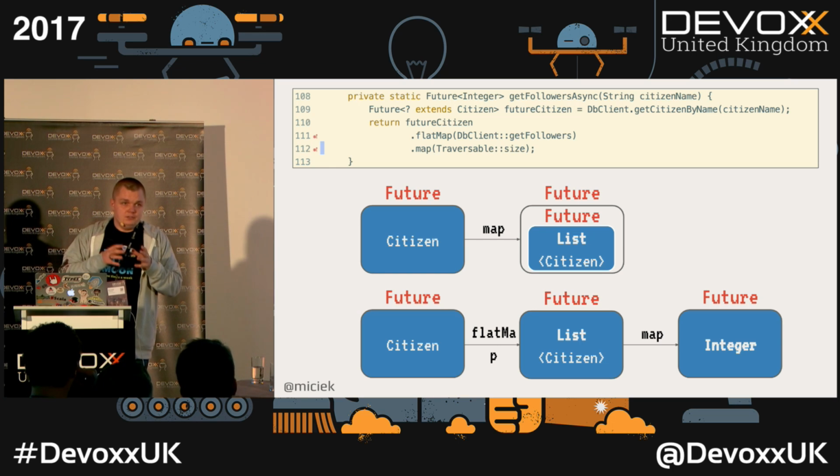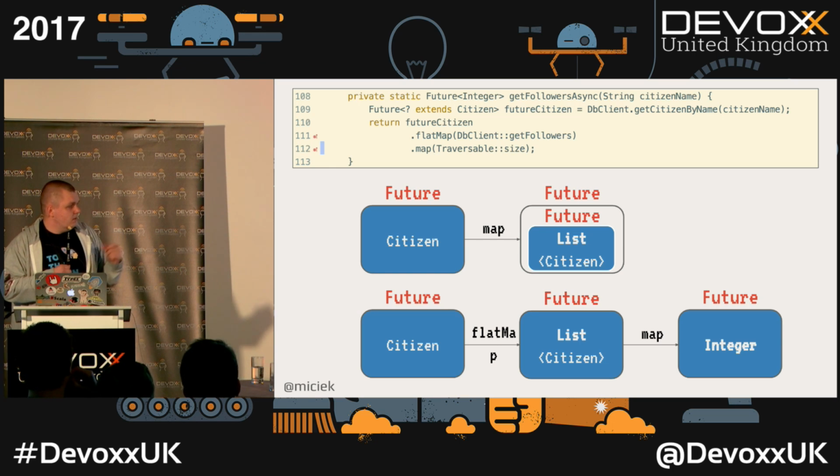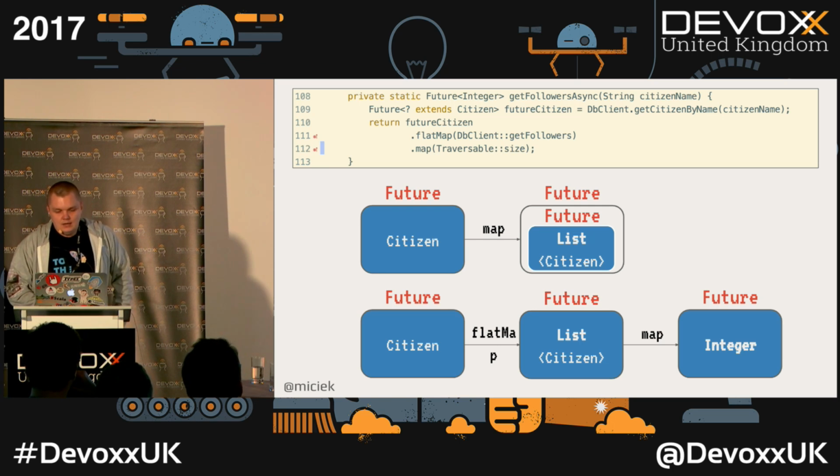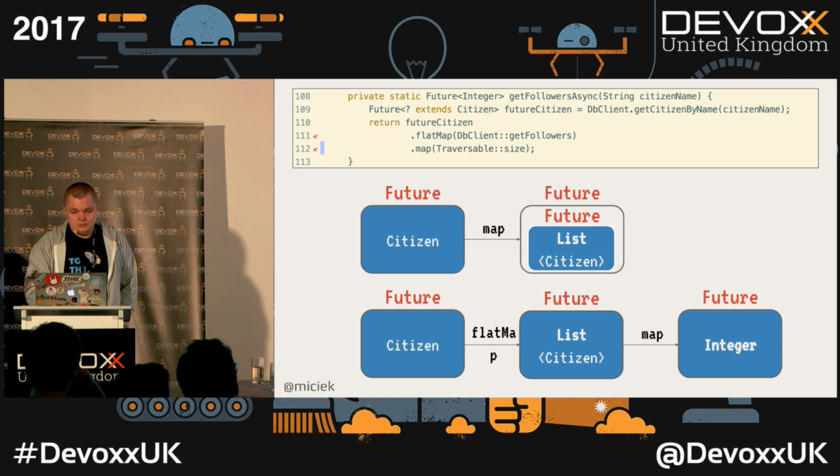So we're still in the context of future. That's why we use flat map. And we still are in the context of future. We just are getting the size of the list in order to get the count of the followers, the quantity of the followers. So as you see, there are no blocking calls at all. That's because our function also returns a future.